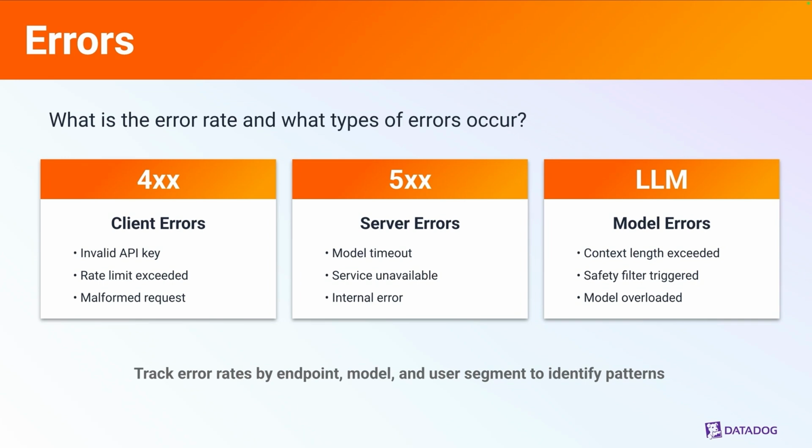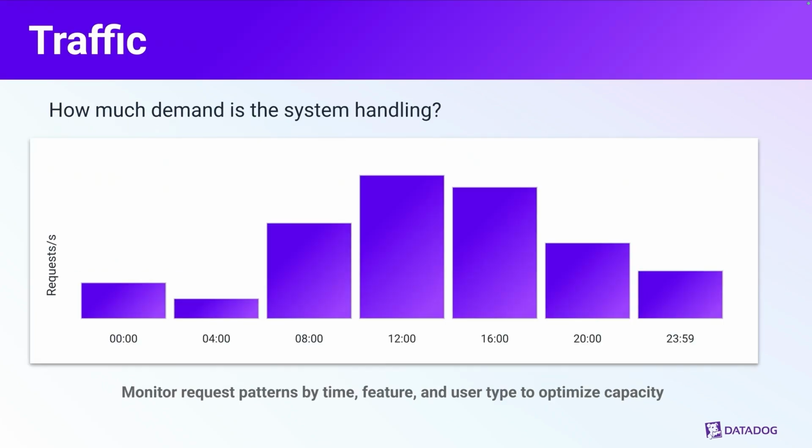That's LLM model errors. These are errors returned directly from the model provider, like the context length being exceeded, or the model safety filter being triggered, or the model simply being overloaded. But the takeaway here is to track error rates by endpoint, by model, and by user segment to quickly identify patterns and to prevent small issues from turning into major outages.